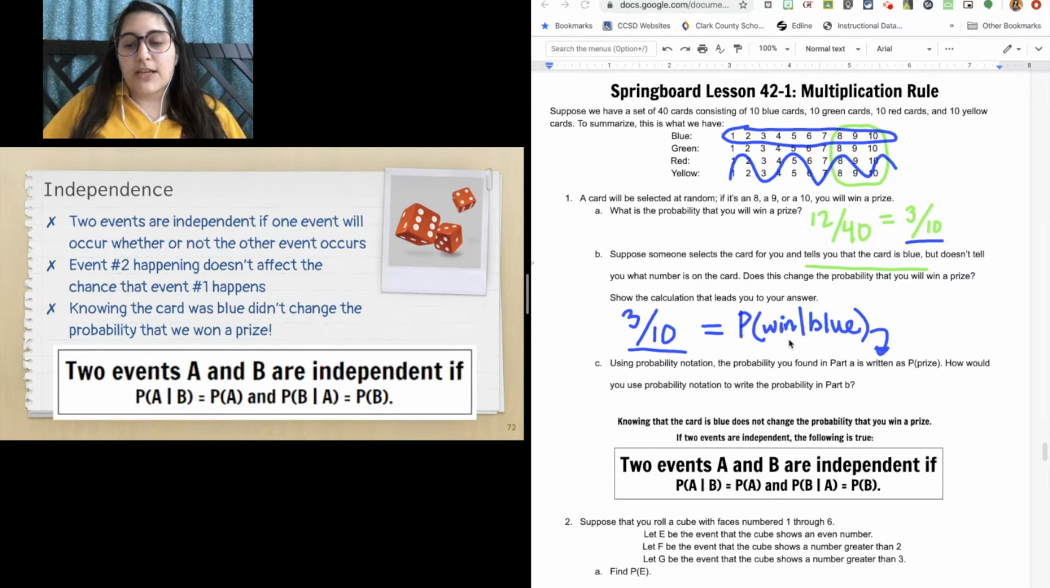my two events are winning the game and drawing a blue card. This first one is just the probability that I win a prize.